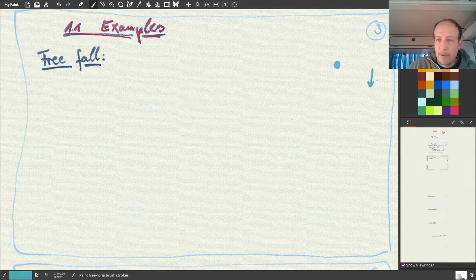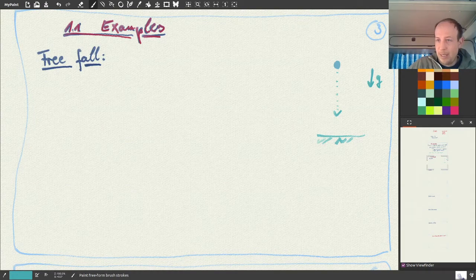gravity. So there's a force acting on the ball, and you all would expect that this ball will just fall down. So say here is the ground somewhere. So the ball will fall down to the ground. It starts here and it will accelerate due to the gravity, and it falls down.